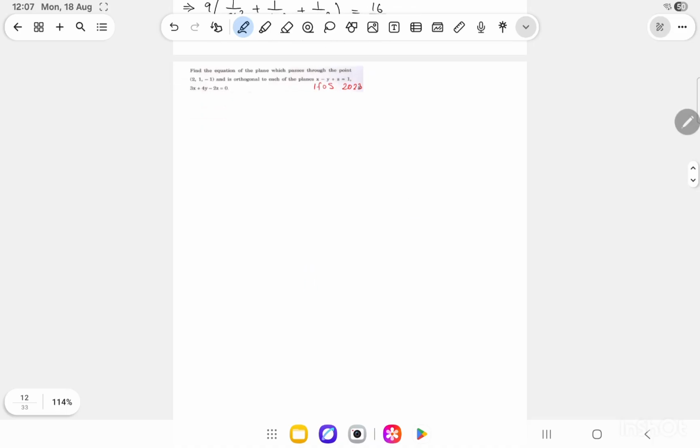Question number 3 says: find the equation of the plane which passes through this point and is orthogonal to each of these planes. First, orthogonal is the same as being perpendicular. So let us assume an equation of plane which is passing through the point 2, 1, minus 1. So let a into x minus 2 plus b into y minus 1 plus c into z plus 1 equals 0 be the equation of the plane which is passing through the point 2, 1, minus 1.